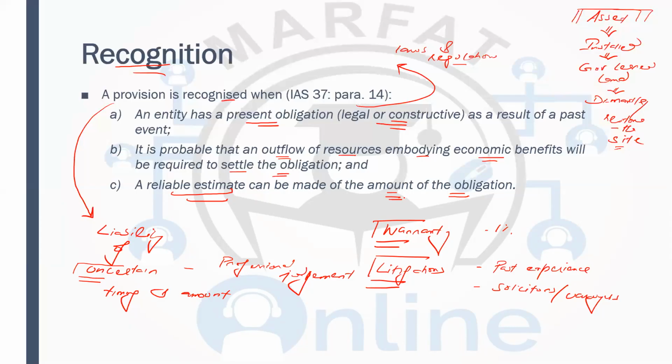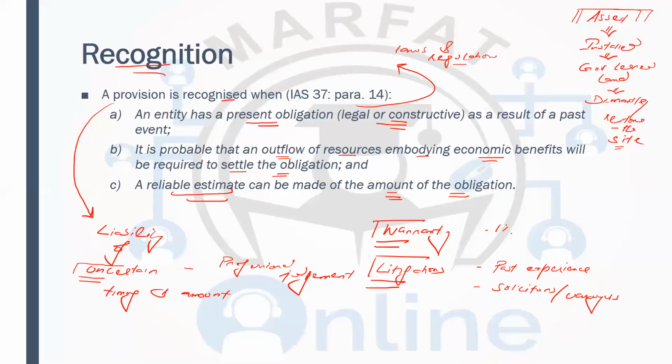If you cannot make a reliable estimate, this does not meet the criteria of a provision. You cannot record the provision. If a reliable estimate cannot be made, the provision should not be recorded. This is something you should understand in the first place.